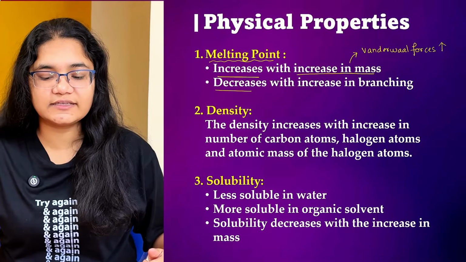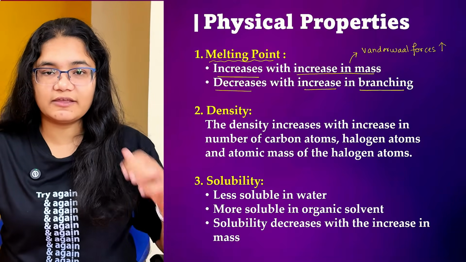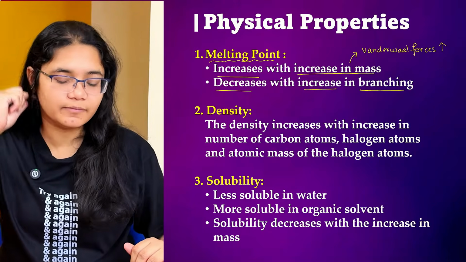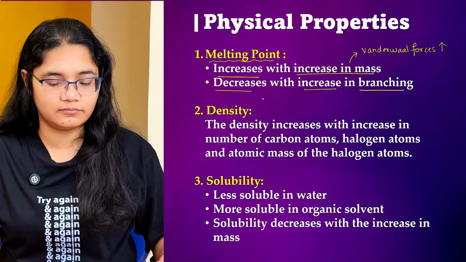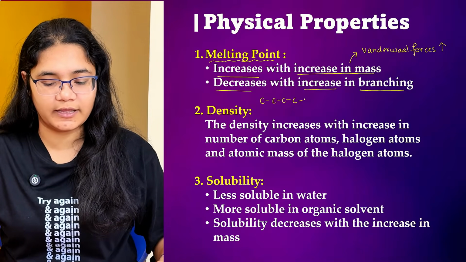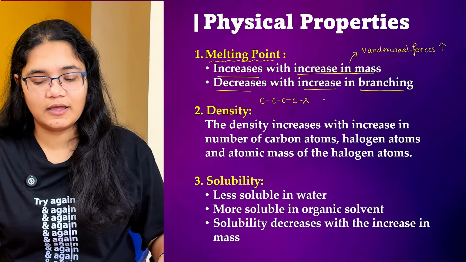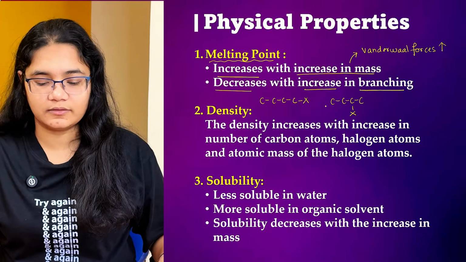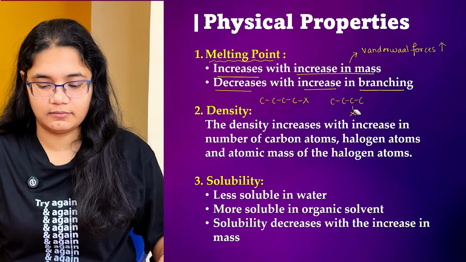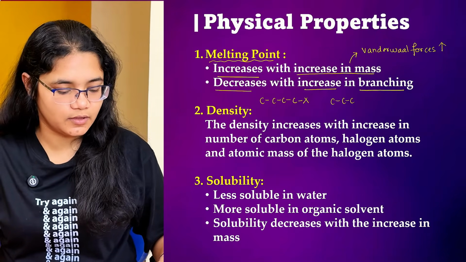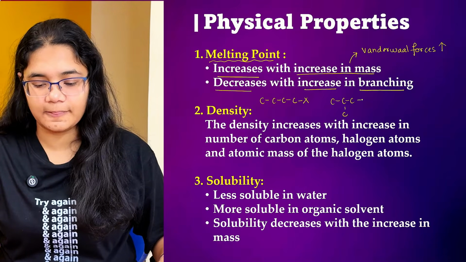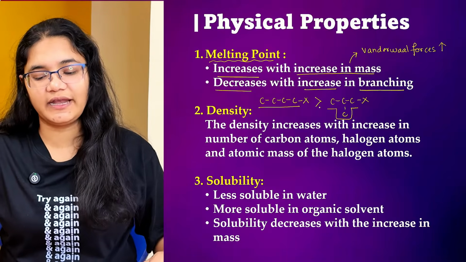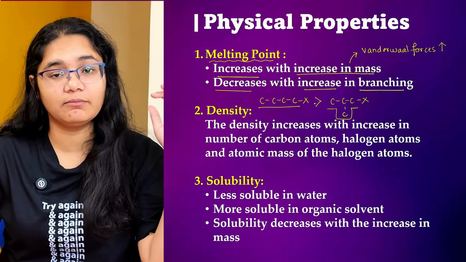Next, it decreases with the increase in branching. If the branching is more, then the boiling point or melting point will decrease. Now let me give you an example. Suppose we have normal butane, like one halobutane, and you have another structure with branching. Here, this is a straight chain and this is a branched chain. So always the straight chain boiling point or melting point will be more than the branched chain.